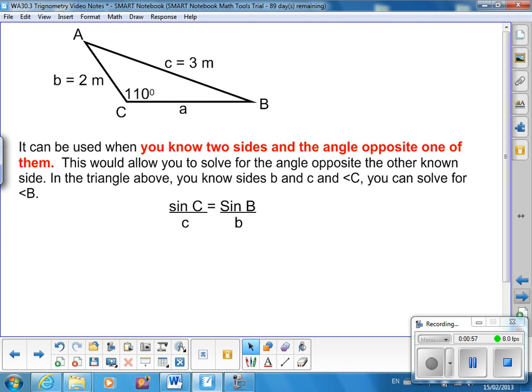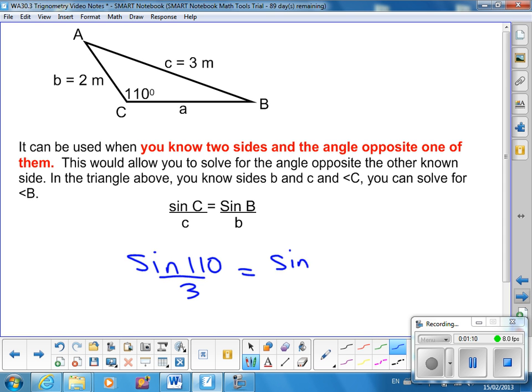So we're going to take a look at a quick example. Sine of C is 110 over 3, which is equal to the sine of B over 2. We can solve it and find out what sine B is. It can be used when you know two sides and the angle opposite one of them. This will allow you to solve for an angle opposite the other known side of the triangle. In this triangle above, you know sides b and c and angle C, and so you can solve for angle B. So this part is the only part we don't know.